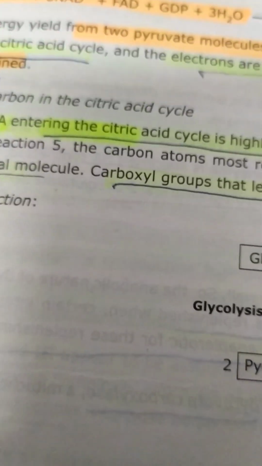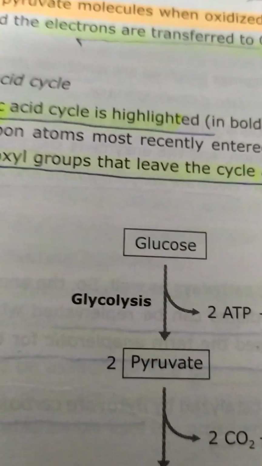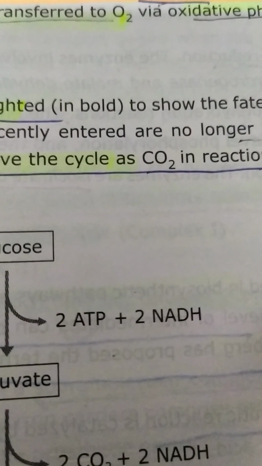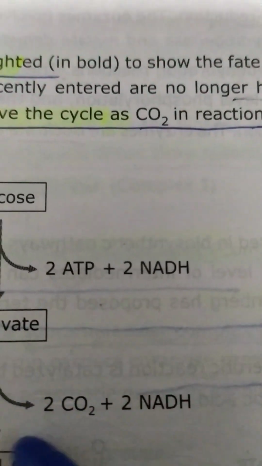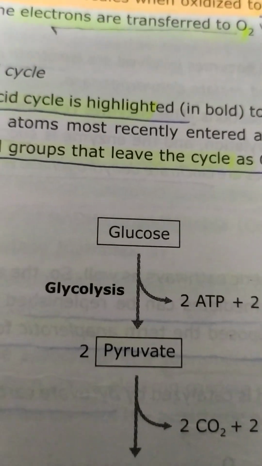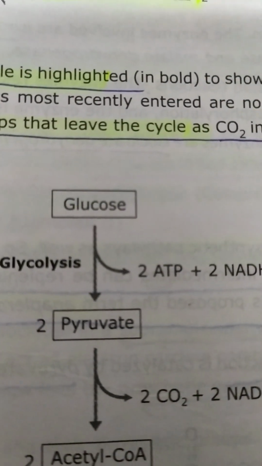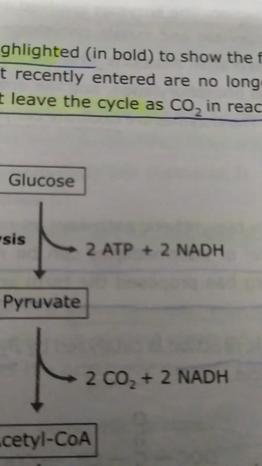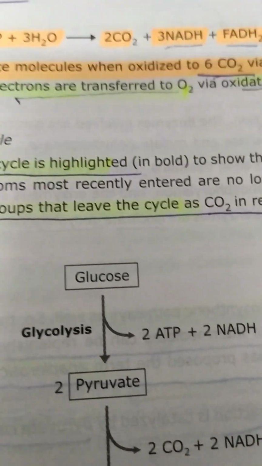And the carbon dioxide is lost, and we will gain 2 NADH. So NAD plus takes the energy from the Krebs cycle, and it is released to the electron transport chain, and this NADH will go to the electron transport chain, and there NAD plus will be released.